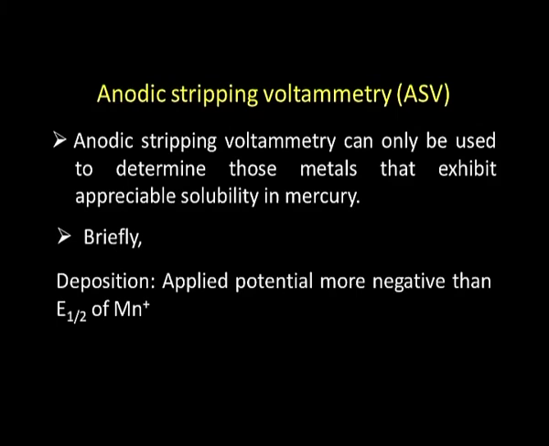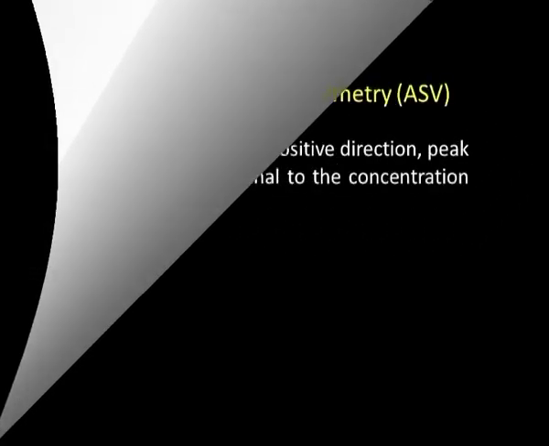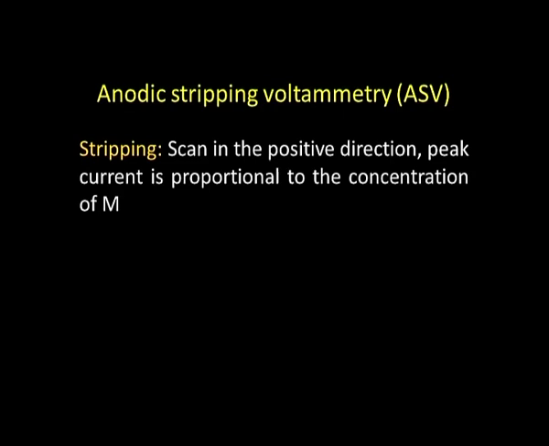Briefly, deposition, applied potential more negative than E half of the metal ion, say M n+ is taking n electrons to give amalgam M(Hg). Then the second step is stripping, scan in the positive direction, peak current is proportional to the concentration of M. M(Hg) is giving you M n+ plus n electrons.